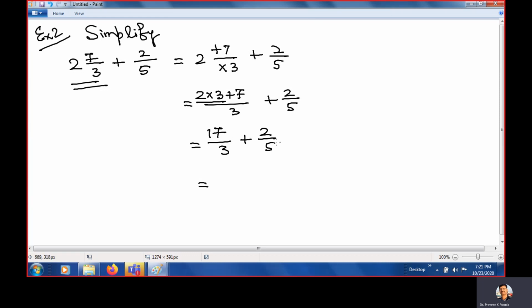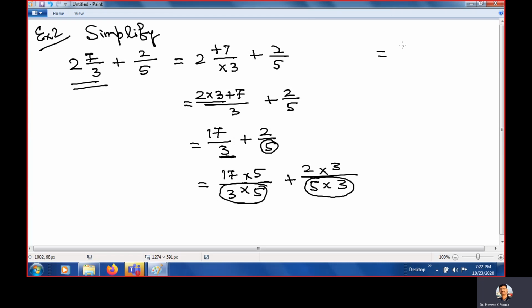Now we have the same improper and proper fraction. So how we are going to do? 17 upon 3 multiply here, plus 2 upon 5 multiply here. Here it is written 5, so we will multiply 5 here. And here is written 3, so we will multiply 3 here. Why we are multiplying? Just to make this term and this term same.